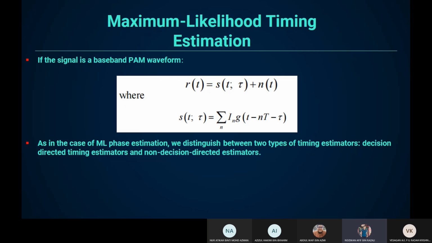So we have the maximum likelihood timing estimation. If the signal is a baseband pulse amplitude modulation waveform, we can obtain an algorithm as shown below. As in the case of maximum likelihood phase estimation, we distinguish between two types of timing estimators, which are decision-directed timing estimators and non-decision-directed estimators.